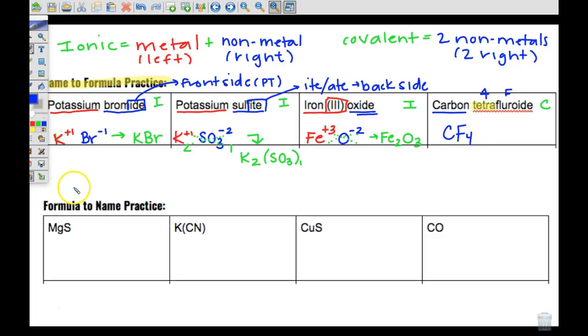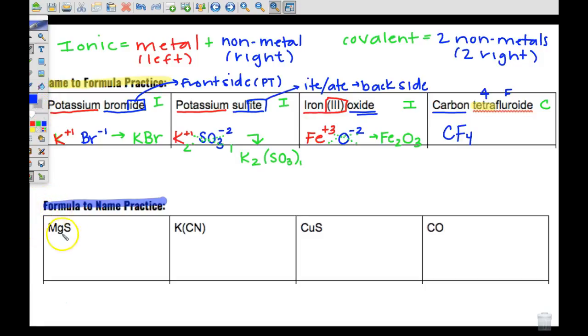So on the second page of your nomenclature review, you'll see that we're going the opposite way, from formula to name. And we'll go through these examples together. Regardless of which direction we're going in, either name to formula or formula to name, we always ask ourselves the same first question, which is: is my first element a metal or a nonmetal?